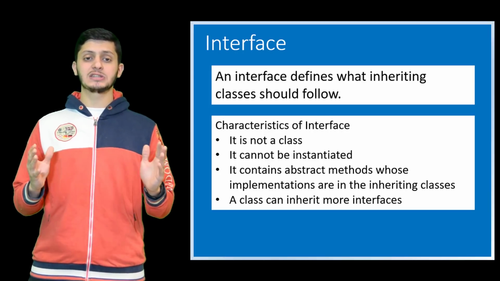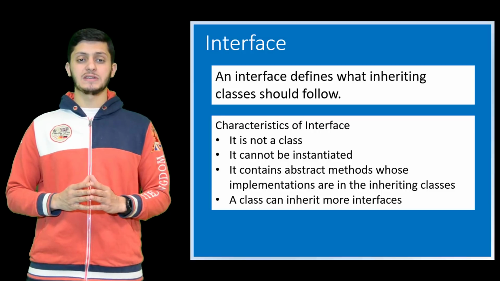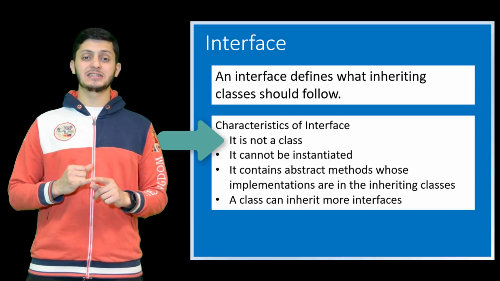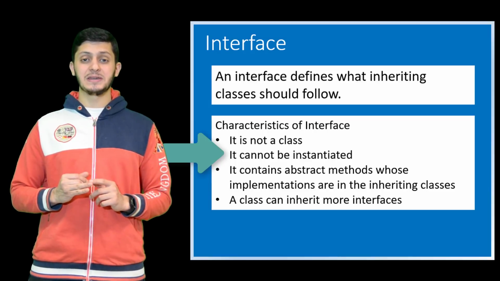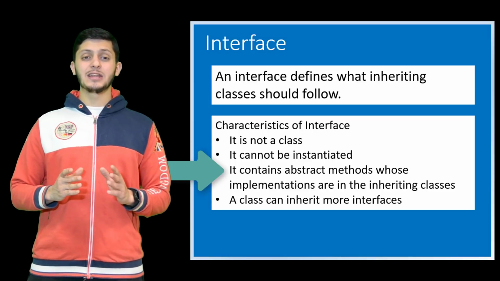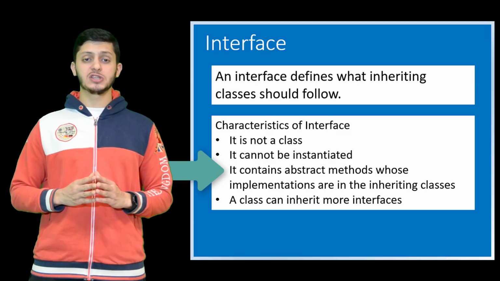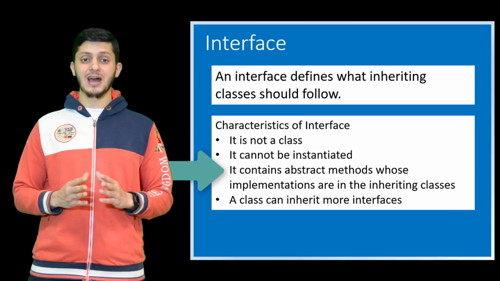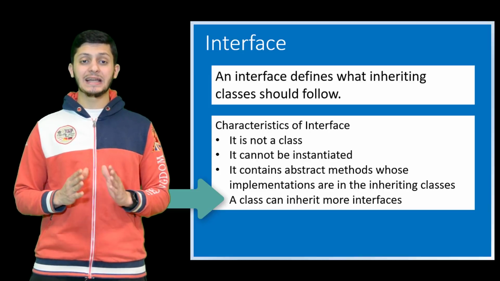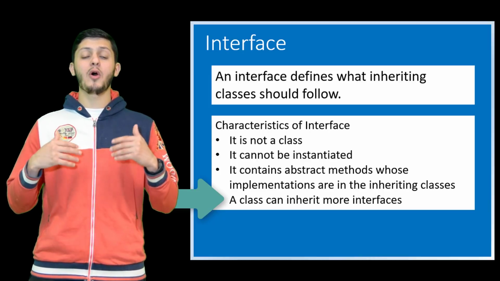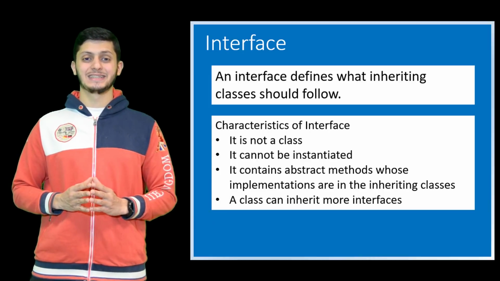Here are some things to remember about interface. First, it is not a class. Second, it cannot be instantiated. Third, it contains abstract methods whose implementations are in the inheriting classes. And finally, a class can inherit more interfaces.